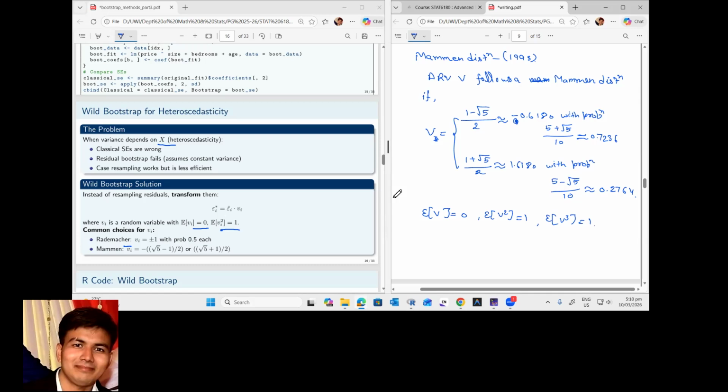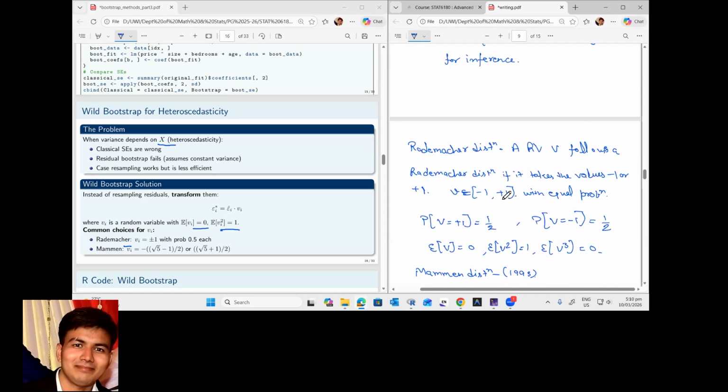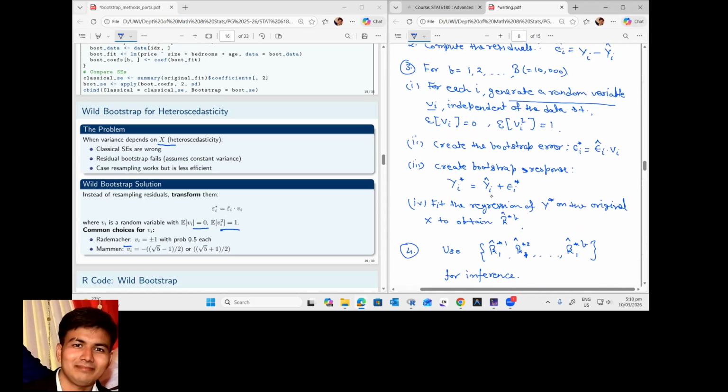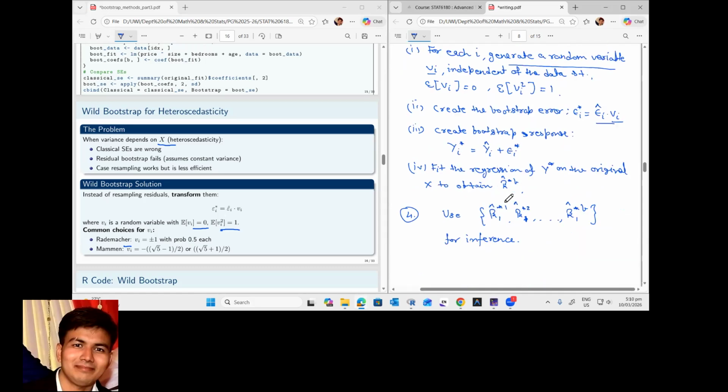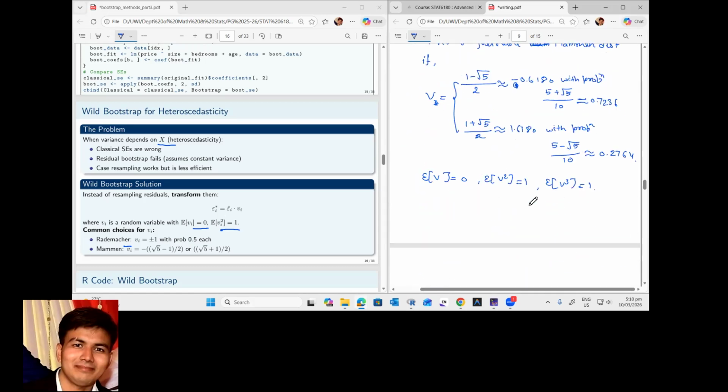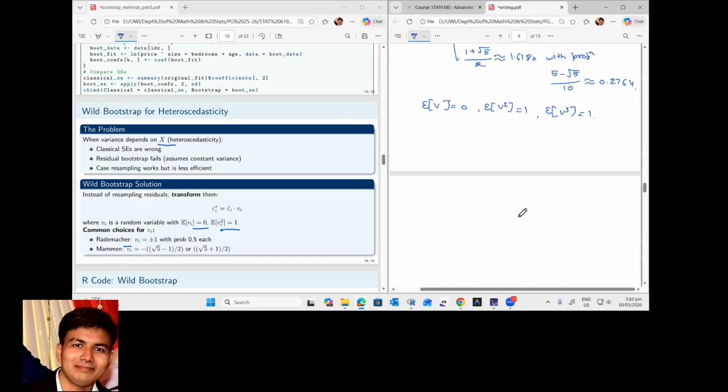So that is why we are using this distribution to multiply with the error here. When we say we need to multiply these variables with the error, why are we saying it? The choice of this distribution of Vi is not arbitrary. The wild bootstrap works because it represents the first two moments of the original error distribution. Consider the bootstrap error, that is epsilon i star equals epsilon i hat times Vi, conditional on the original data.